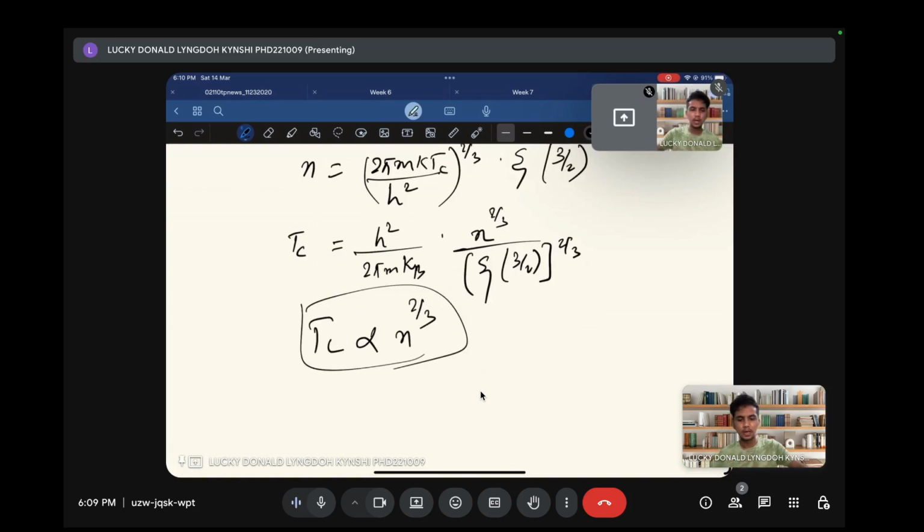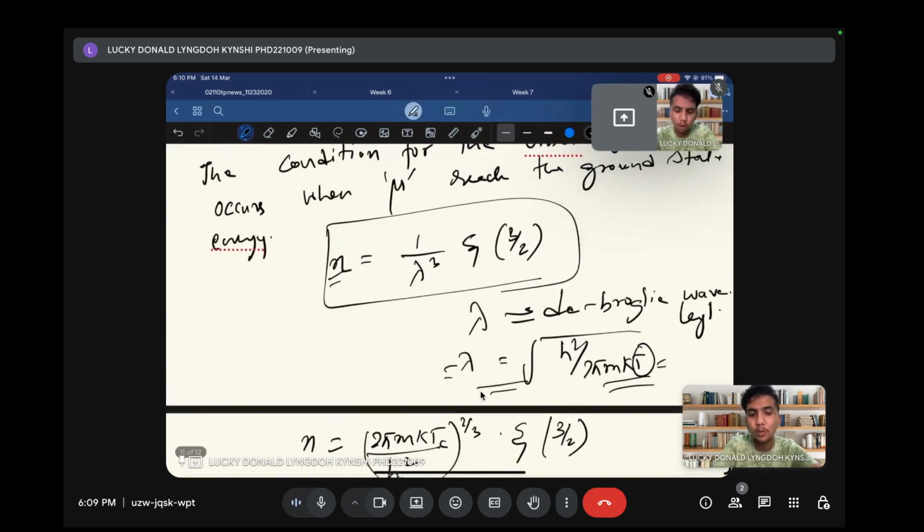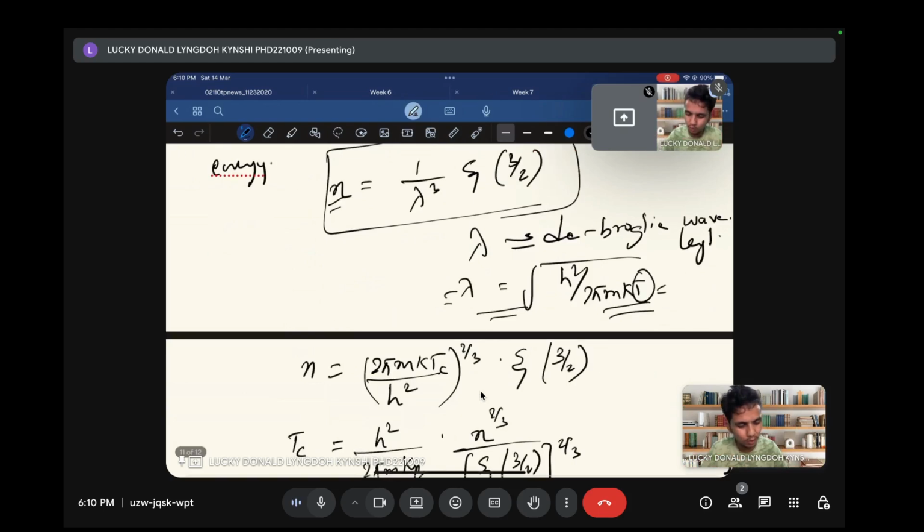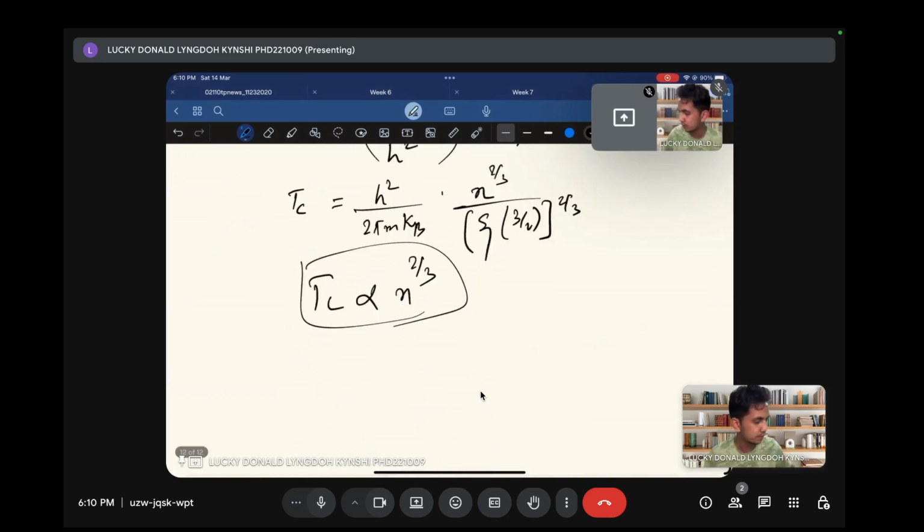So how does the number of particles relate to the de Broglie wavelength? That you need to know. For Bose-Einstein condensation, the number density is proportional to 1 by lambda cube. Lambda is the de Broglie wavelength, which is given by the square root of h square by 2 pi mkT. Then you substitute in terms of lambda cube, 2 pi mkT, and relate n and T. So Tc is proportional to n to the power of 2 by 3.